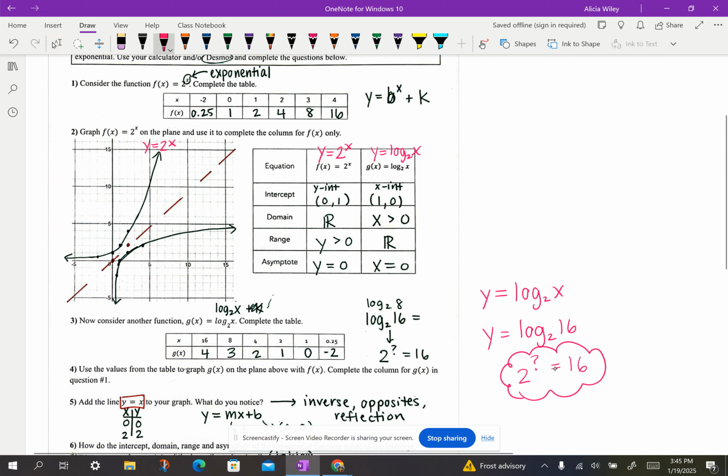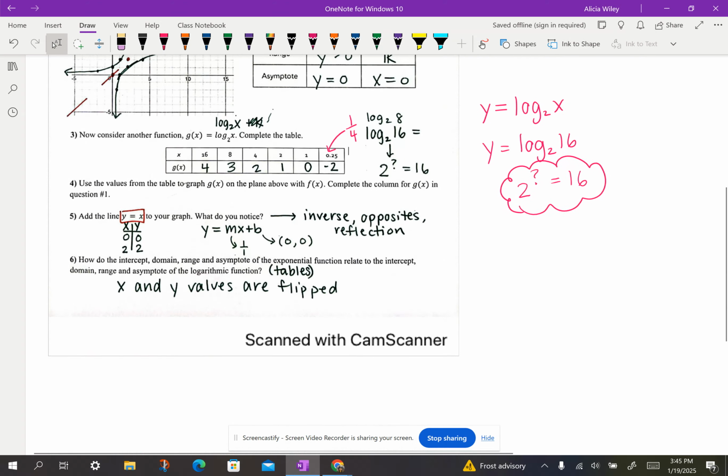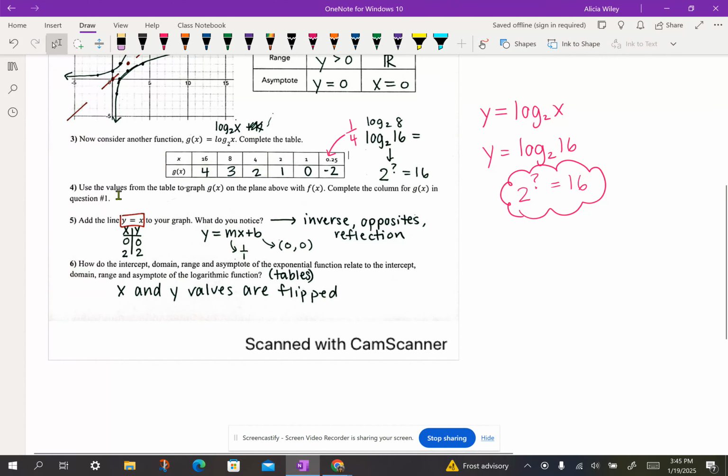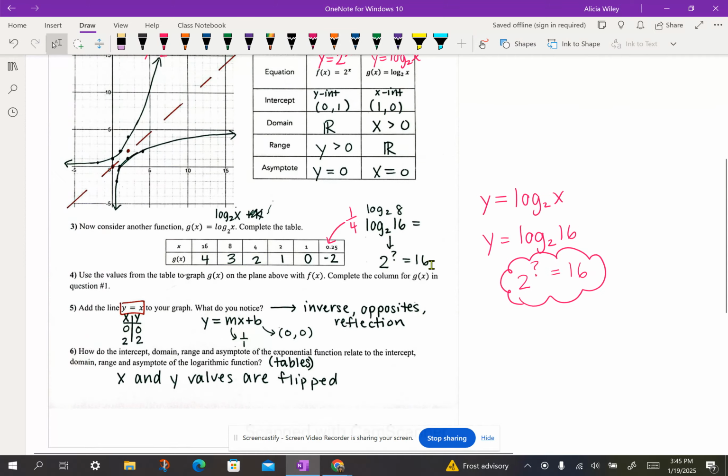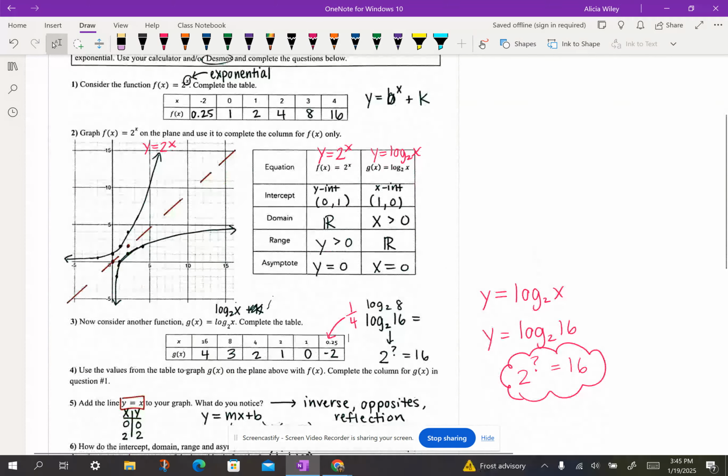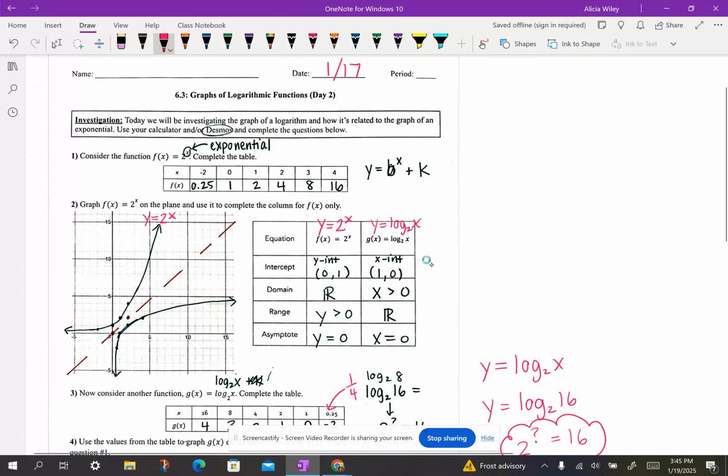Remember, when you see 0.25 and you're dealing with logarithms, oftentimes writing it as 1/4 when you go over to this form would actually be a lot easier. So you can see that that's what the table looks like there. It says use the values from the table to graph it, and you can see up here I have graphed this, the y equals log base 2 of x graph.